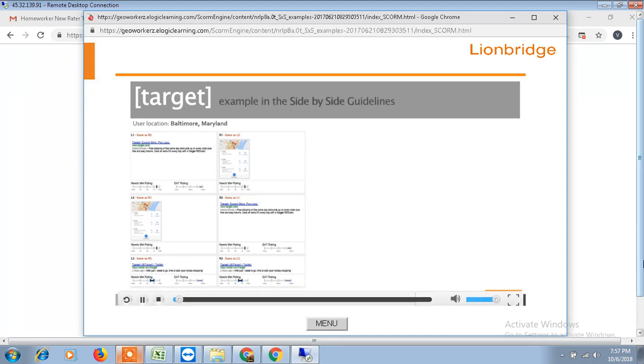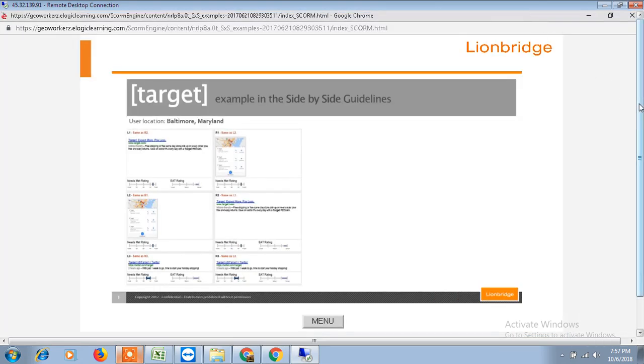Side-by-side rating is where you try to decide which side has the best set of results and why. In the side-by-side diagram, there is an example for the query target. Let's take a look at it in an effort to understand it a bit better. Target is a national discount retailer.